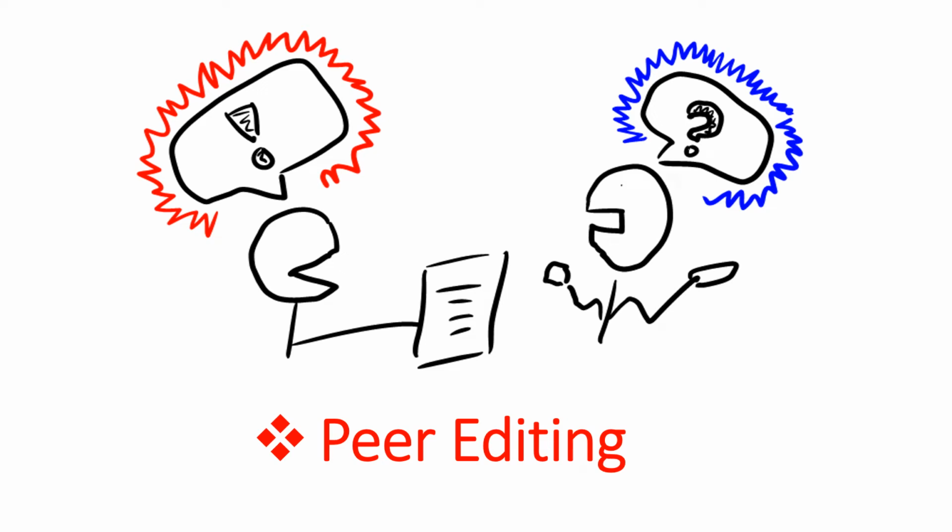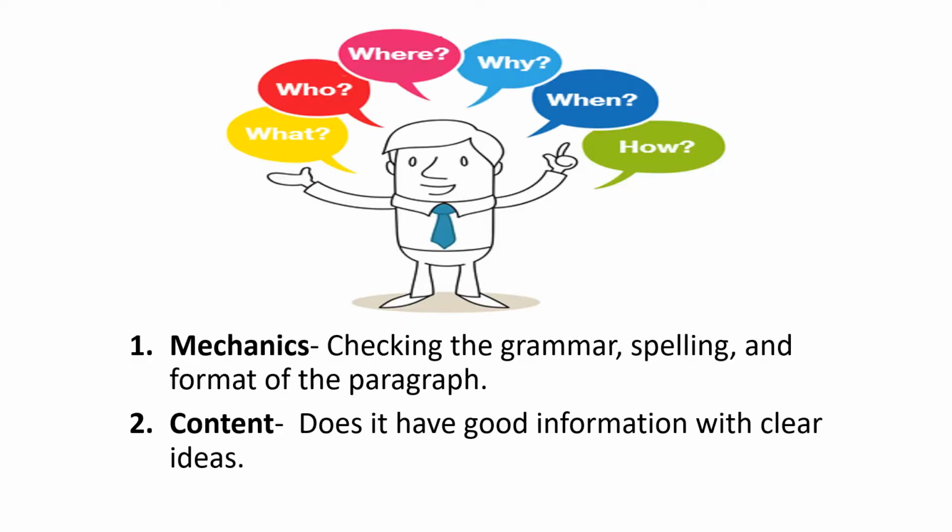This video is about peer editing. When we do peer editing, we focus on a couple of things. One is mechanics. This is usually what we think of. This is like checking grammar, spelling, paragraph format, things like that. The other is content. The content, is the information good? Is it well supported? Are there good sources of information?